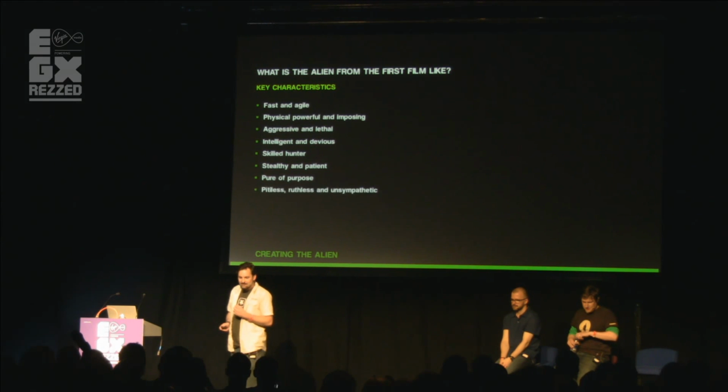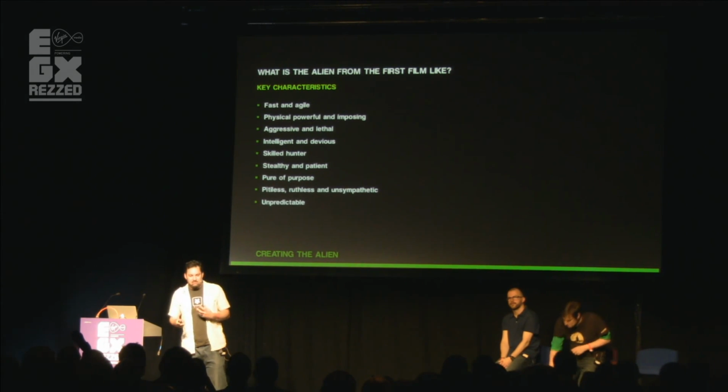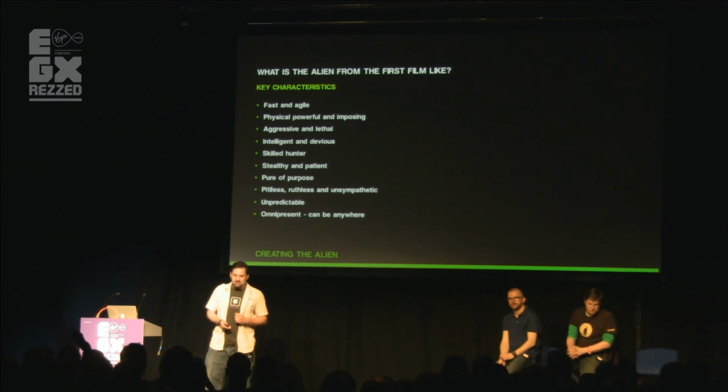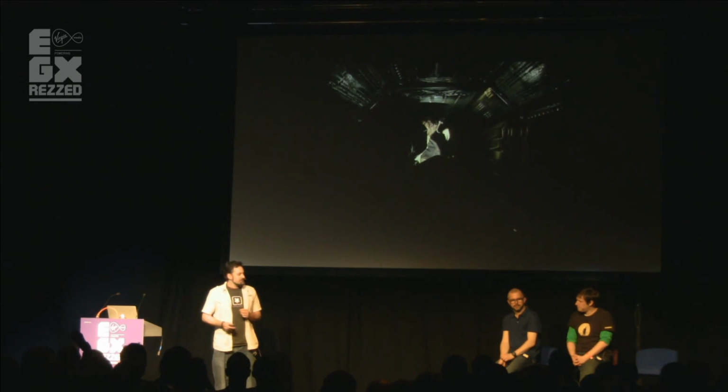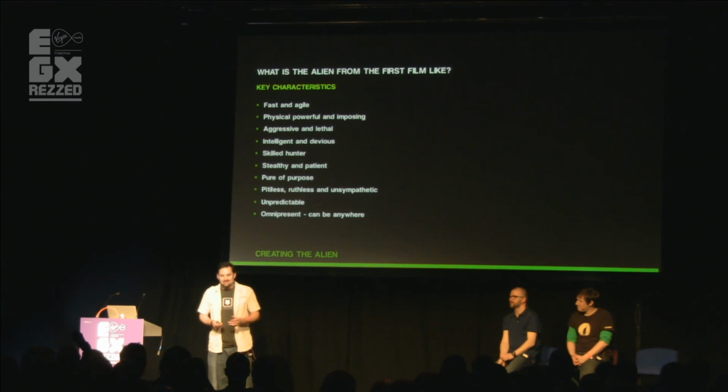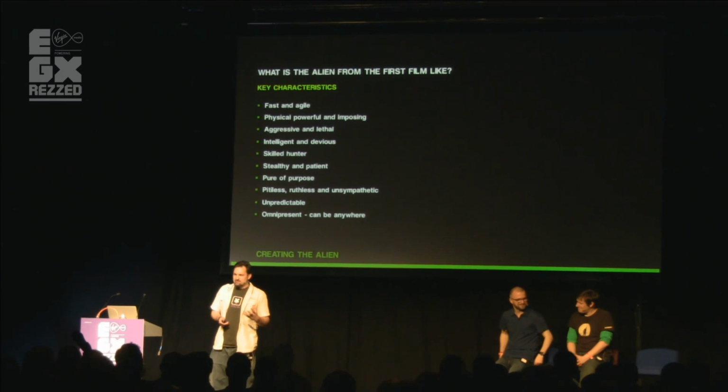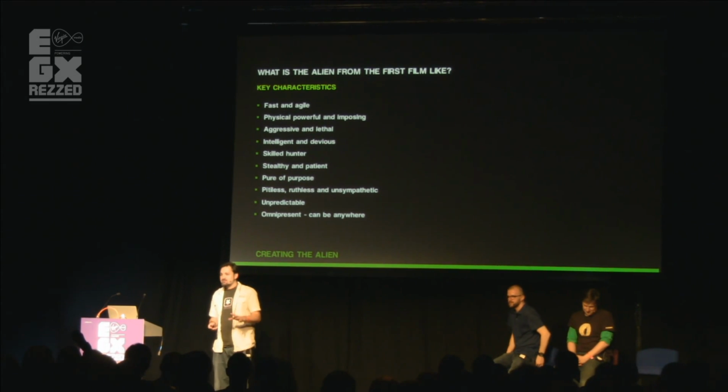So if you ask anyone from the audience, what's the alien like? They tell you things like, oh, he's very fast, he's agile, he's a killer, he's intelligent and devious, he's a very skilled hunter, stealthy and patient, pure of purpose. This really unpredictable feeling creature, almost omnipresent. And we looked at the original source material to say, okay, let's find examples of all these things that people have seen.